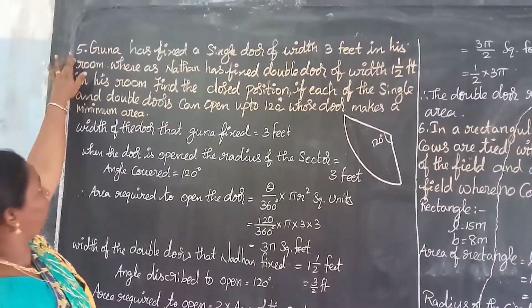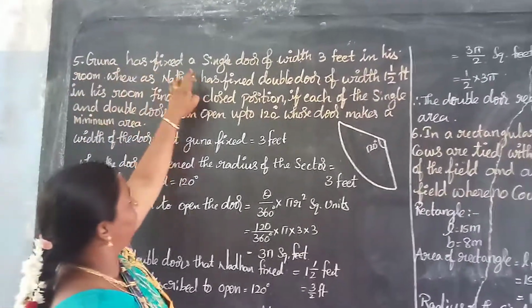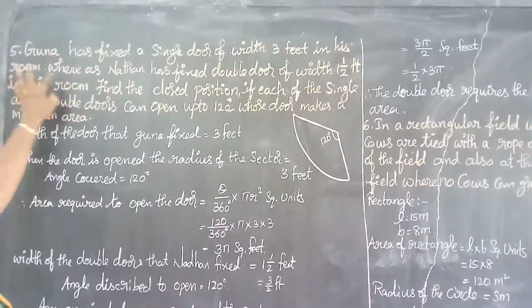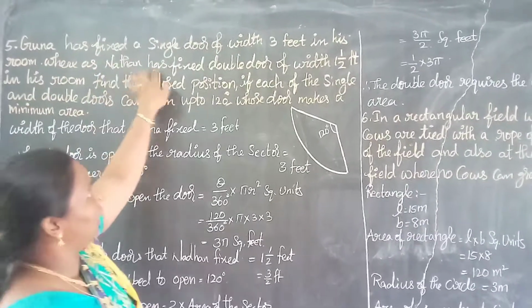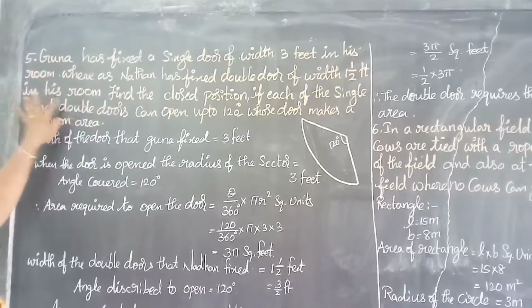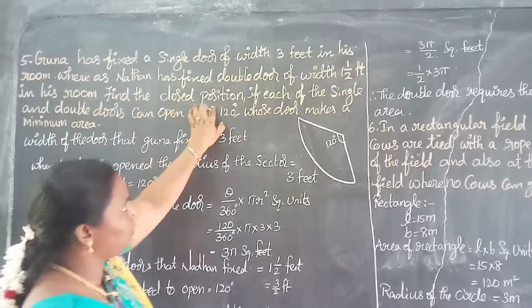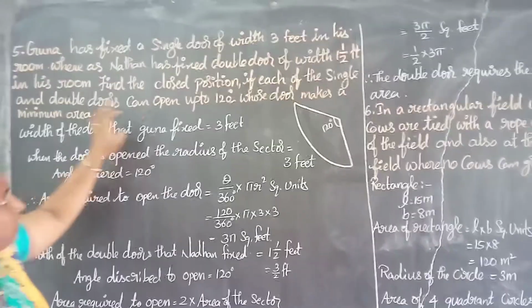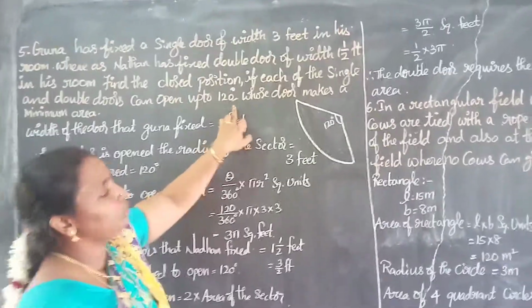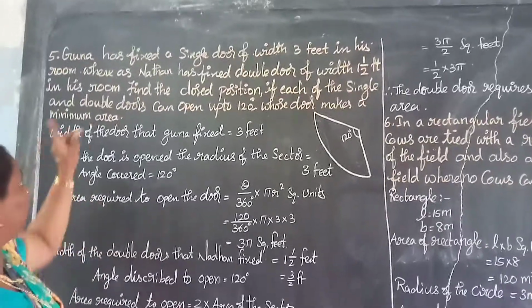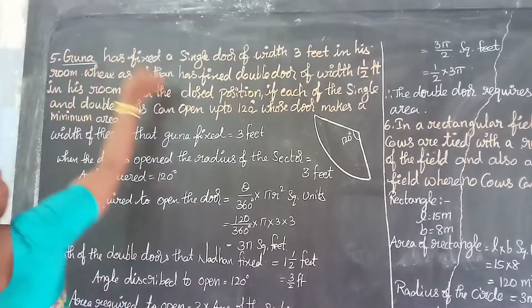Next we are going to see the fifth one. Guna has a fixed single door of width 3 feet in his room, whereas Nathan has a fixed double door of width 1.5 feet in his room. Find the closed portion if each of the single and double doors can open up to 120 degree, whose door makes a minimum area. So here you have 2 persons, Guna and Nathan.